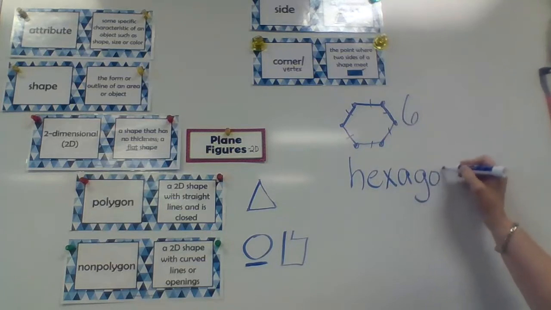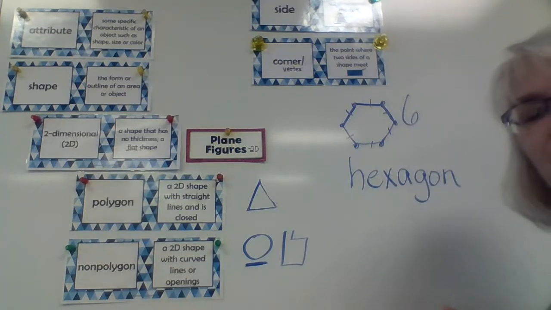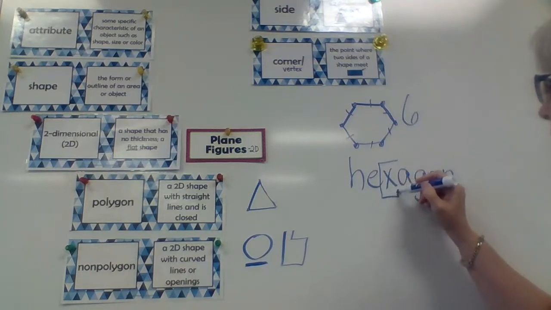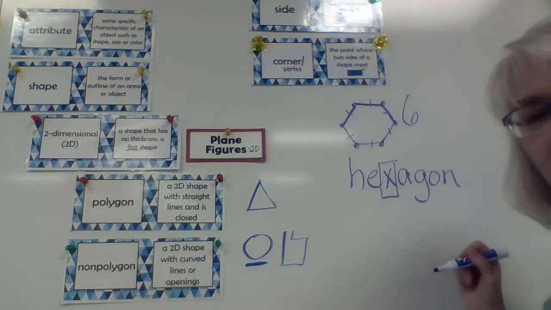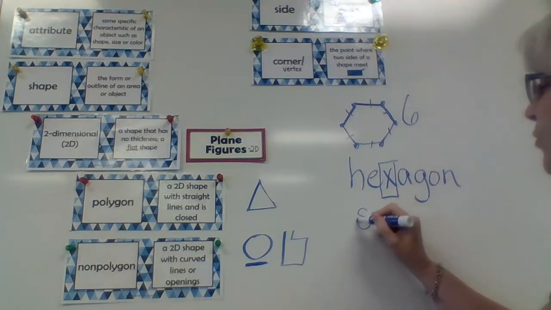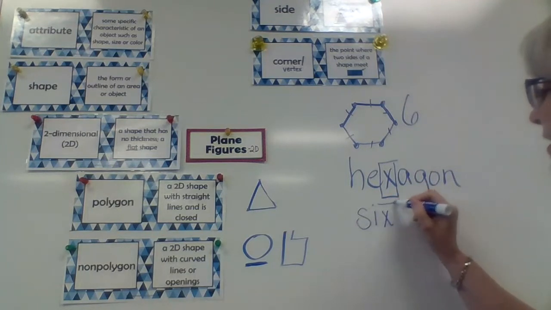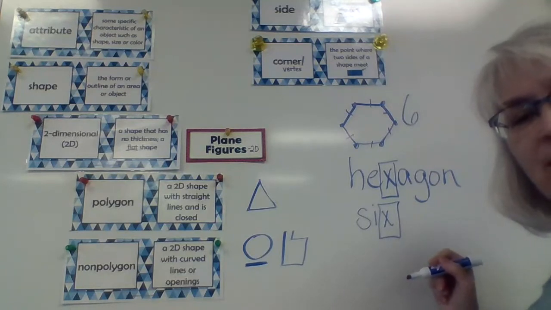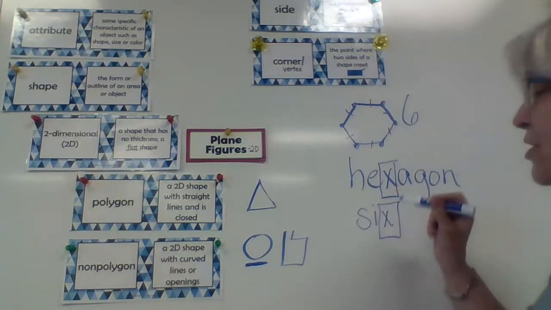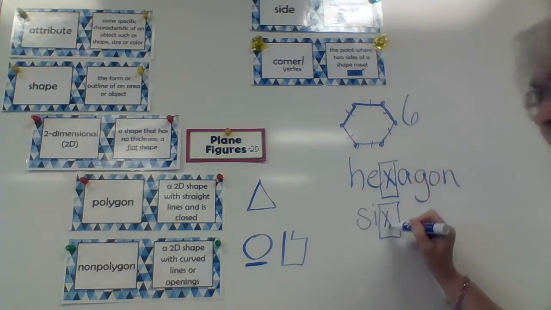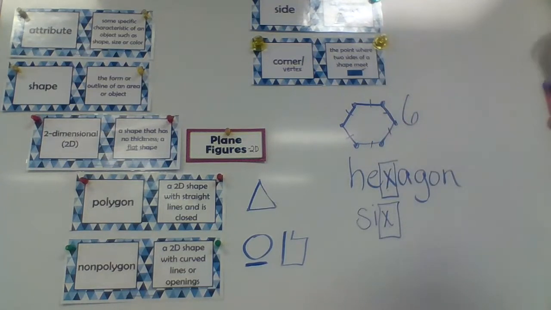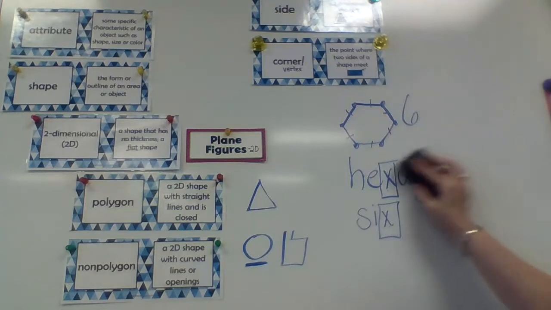hexagon. Now, the way that we can remember hexagon means 6 is look at this letter right here. It has an X in it. Okay, what does the number word 6 have in it? It also has an X, all right? These are the only one with an X in it. So when you see an X, you think 6. A hexagon has 6 sides and 6 vertices or corners.